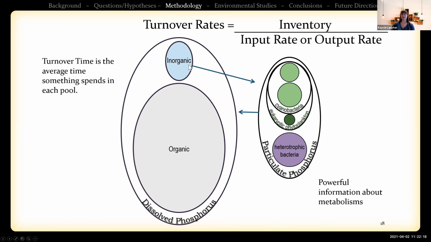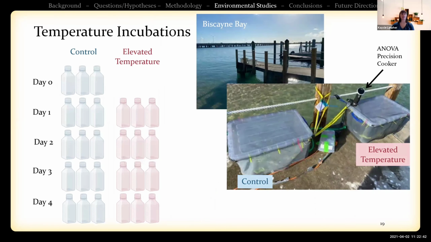Like thinking about the river, it's not just the current that matters, and it's not just the amount of water, but it's the combination of both that tells you how long something would stay in the system. And so that's really important and powerful for understanding the metabolic processes and the pools of phosphorus that are being exchanged in the ocean. So now getting into the experiments that we did, the temperature incubation that I mentioned.